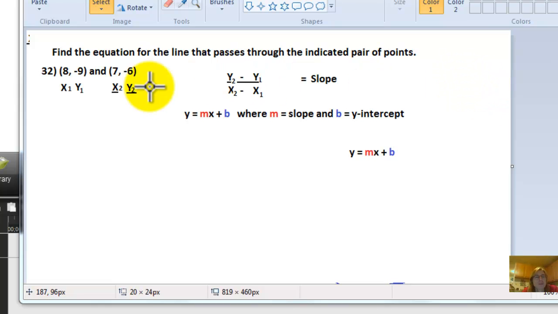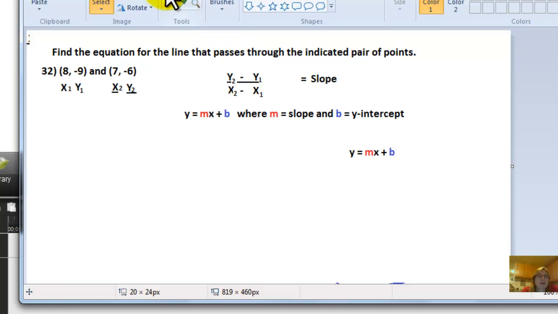Okay, so here's another problem like that where we're finding the equation for a line that passes through 2 points. This is problem 32 from test 3 review, and I have assigned x1 and y1 to the first point, x2 and y2 to the second point. And this is the equation, because we need to find a slope before we can fully use the equation of a line. So I'm going to plug in y2 minus y1, and I will get those from here.